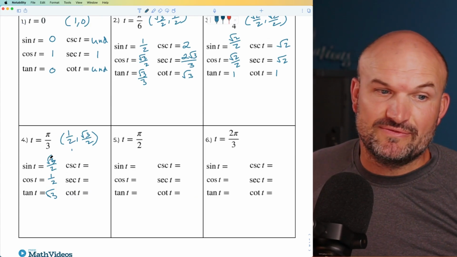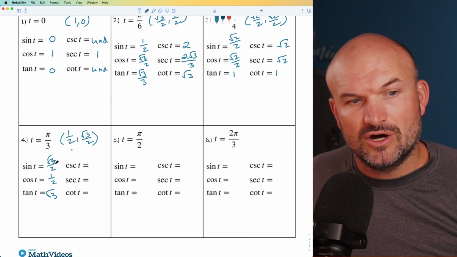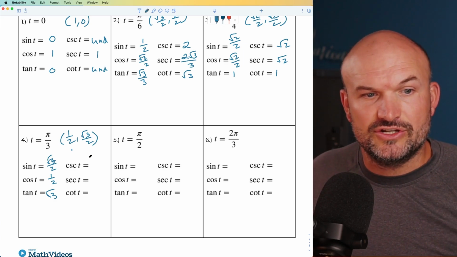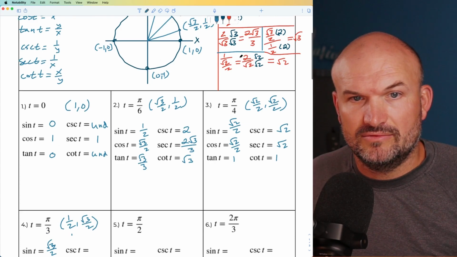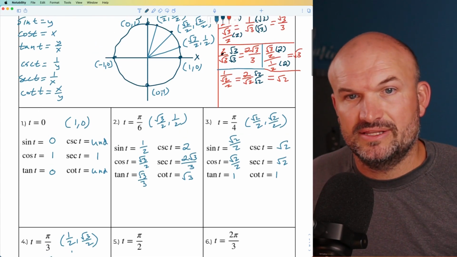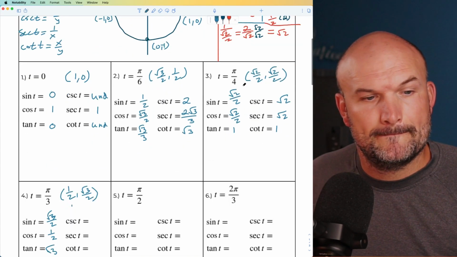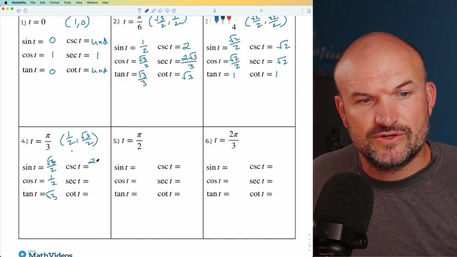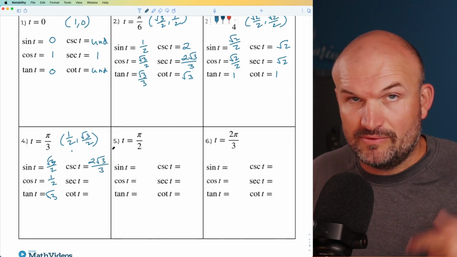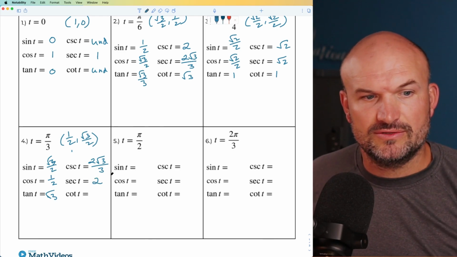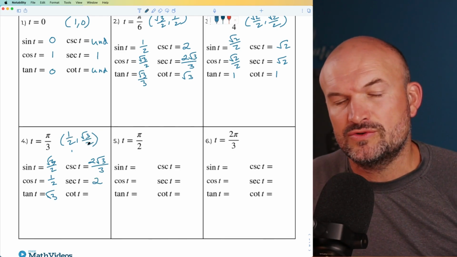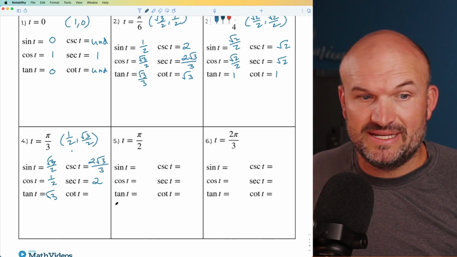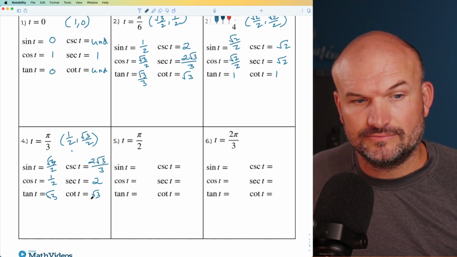Cosecant. So again, we're just going to be flipping these over. So this is going to be a 2. If you have 1 over square root of 3 over 2, which we did here, this will be 2 square root of 3 over 3, right? We already did the math. This one's just going to be the reciprocal, 2. And then cotangent will be 1/2 over square root of 3 over 2. That is going to be square root of 3 over 3.